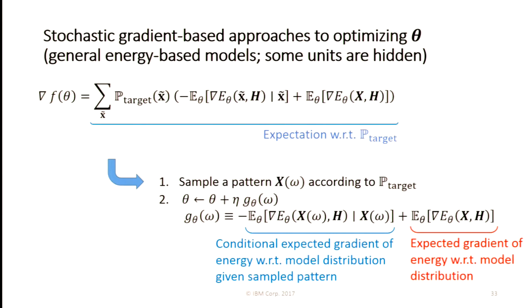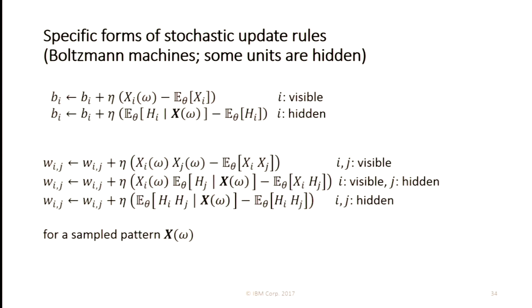The expectation is with respect to a conditional distribution over hidden values given these visible values. The second term doesn't change at all. The specific form of the stochastic gradient for a Boltzmann machine looks like this. Again, the only change is that this is the same as the case when we have only visible units. When we have hidden units, say J is hidden, we use this conditional expected value for hidden units instead of given values. Otherwise, nothing has really changed.